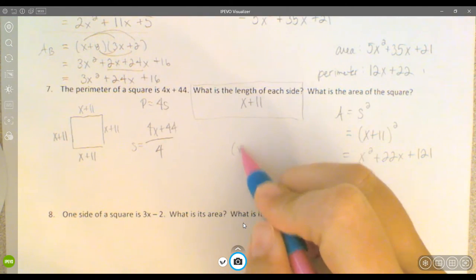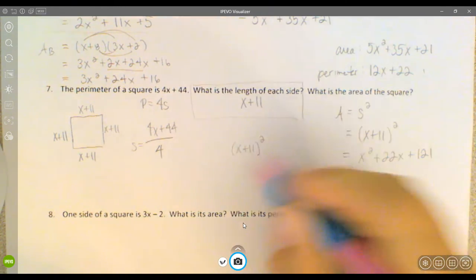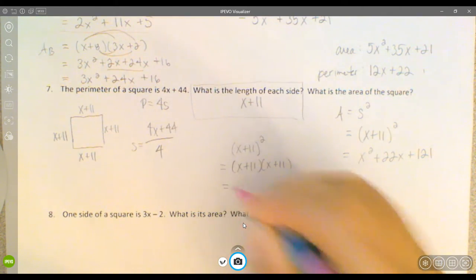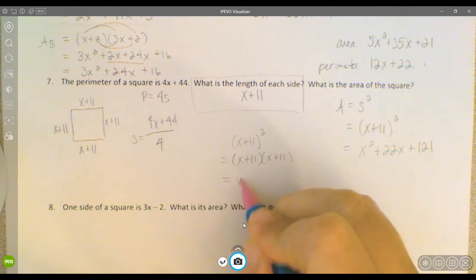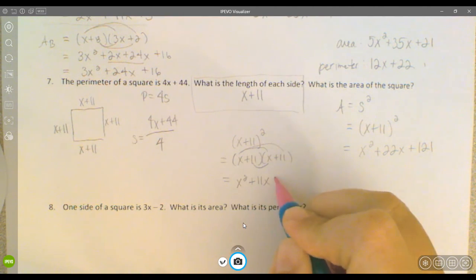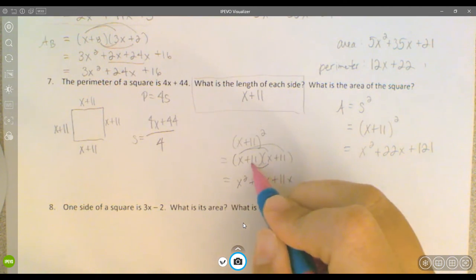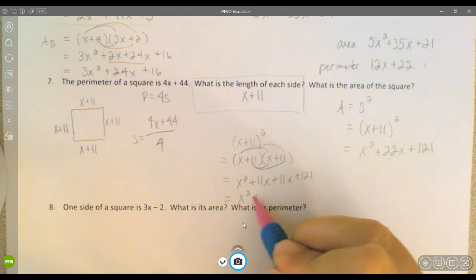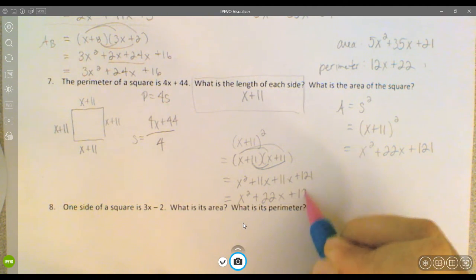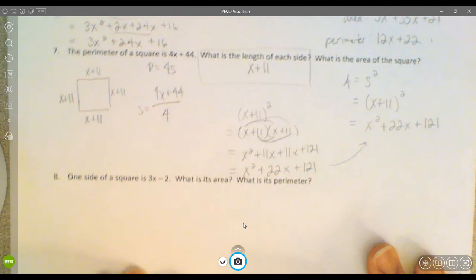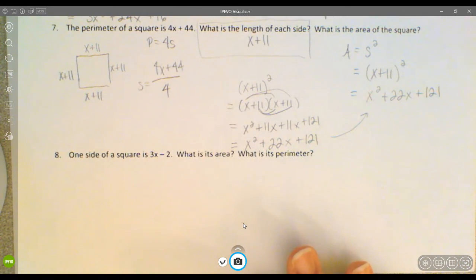So I'm going to go off to the side. If we have x plus 11 squared, that's really x plus 11 times x plus 11. So we'll get x squared, and we do outside times outside, inside times inside, and then we'll take last times last. And guess what happens when we combine like terms? We get x squared plus 22x plus 121. Oh, there it is. Remember, I learned the math inside and out because I'm lazy and I don't want to do any extra work. And that's one of the ways I do it.